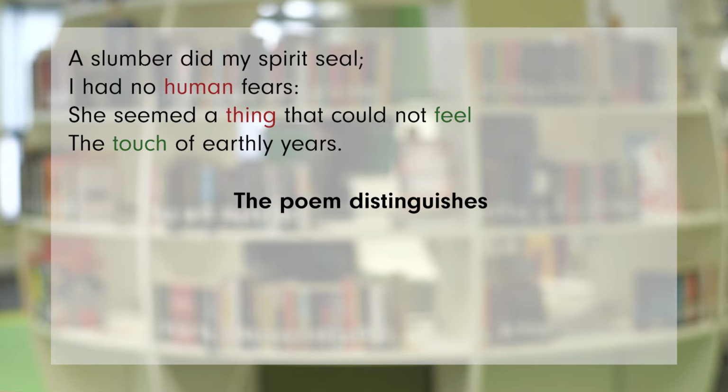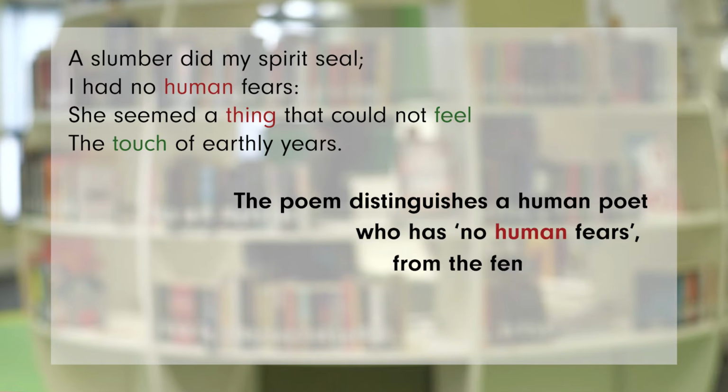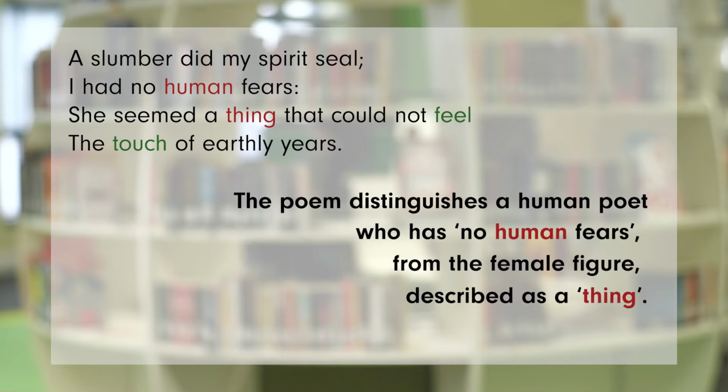So, let's work through the first point, two words that we identified, and create a sentence around it. The poem distinguishes a human poet who has no human fears from the female figure described as a thing. Here, we can see how our evidence, i.e. the quotations from the text, has been integrated within the sentences in order to support the assertion or point that we are making. We'll come back to this shortly.